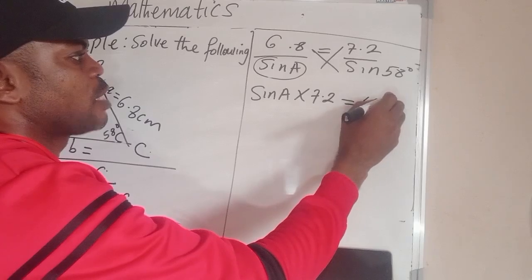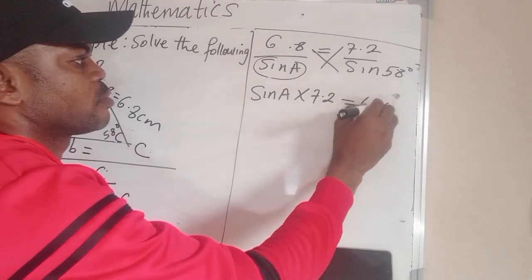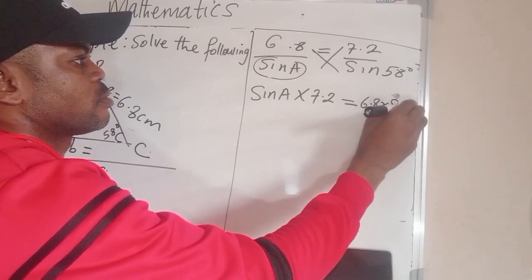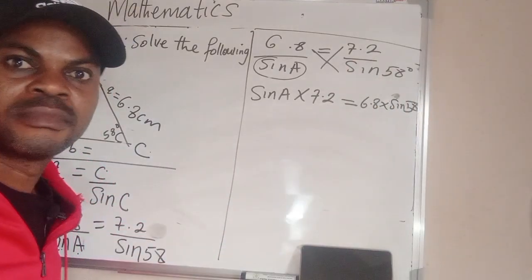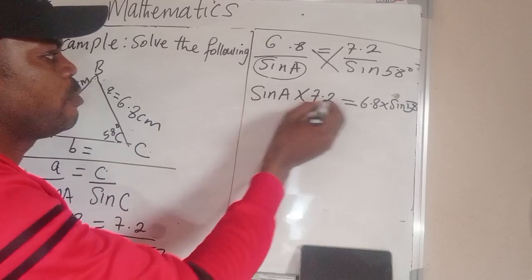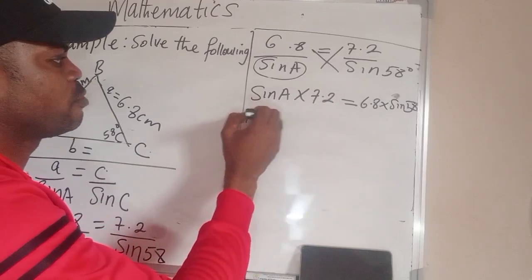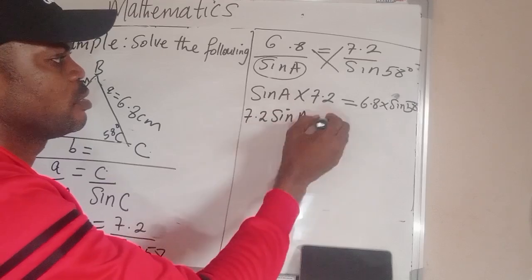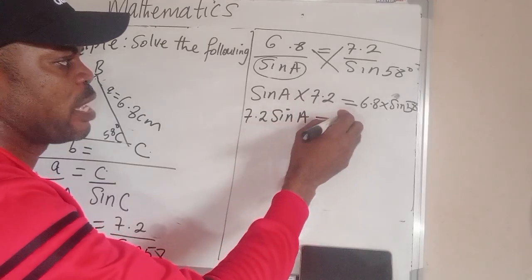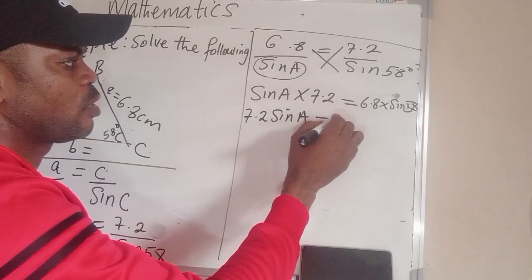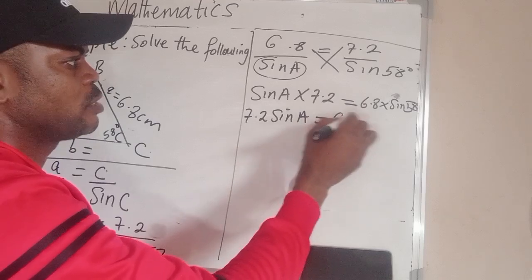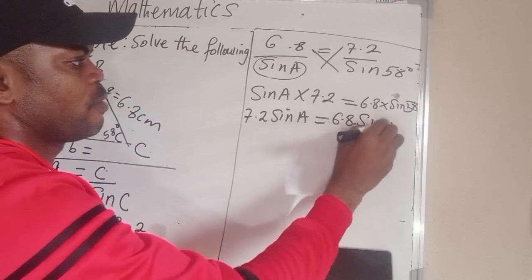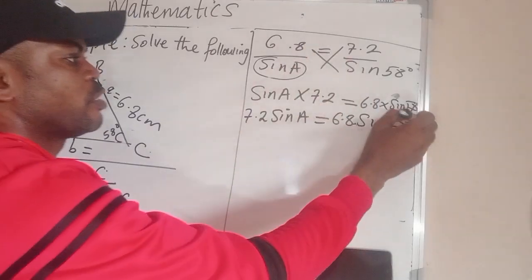6.8 times sine 58. So quickly, let me write the values first, which is 7.2 sine A equals to, endeavor to write the value first before writing the sine or the angles, which is 6.8. If I multiply, I'm going to have sine 58 degree.